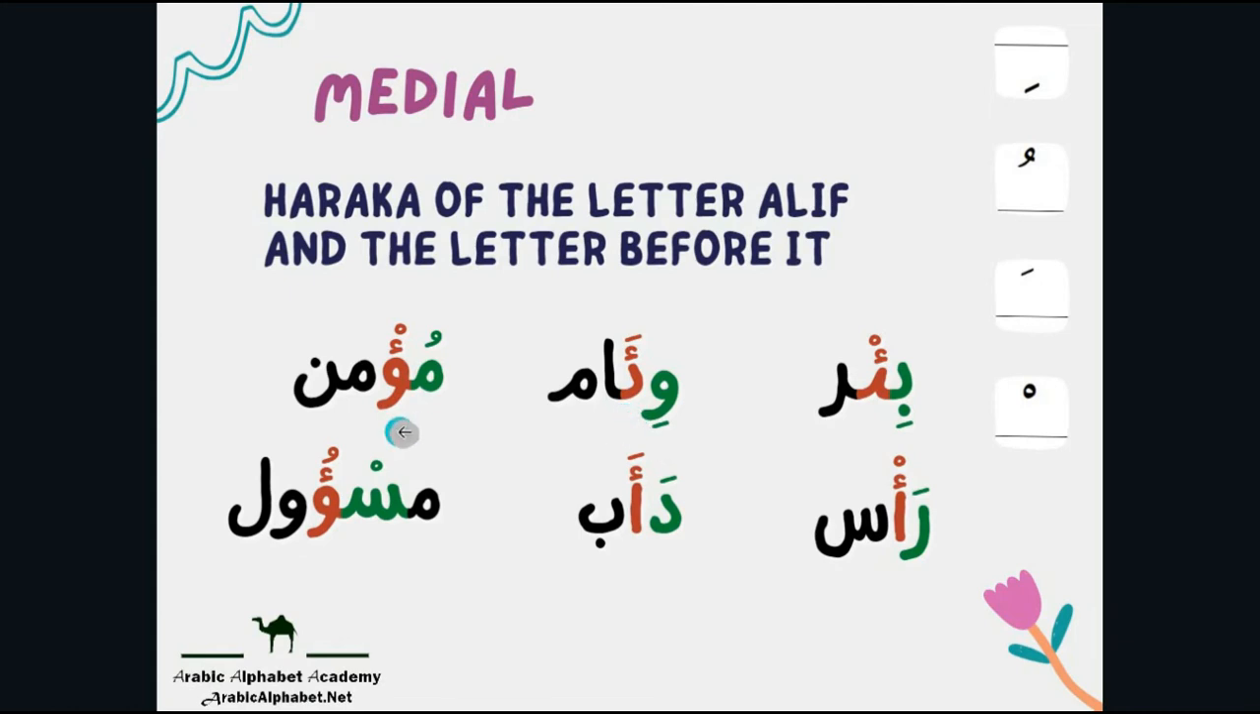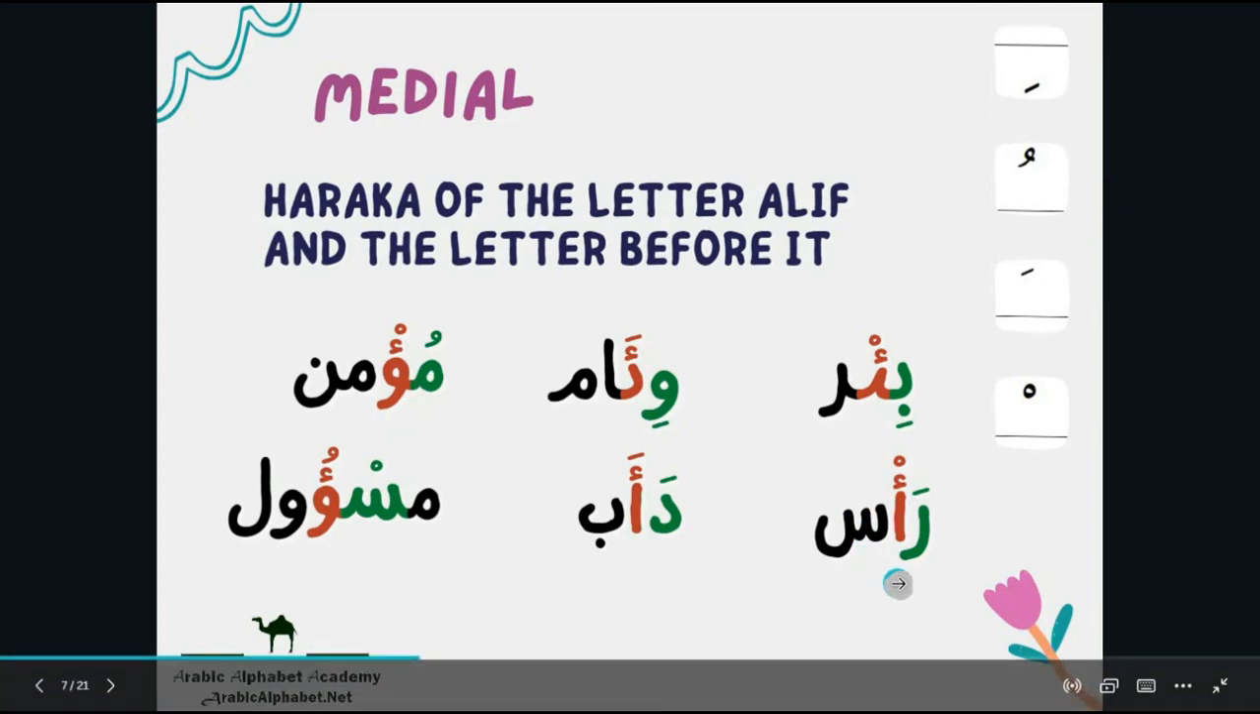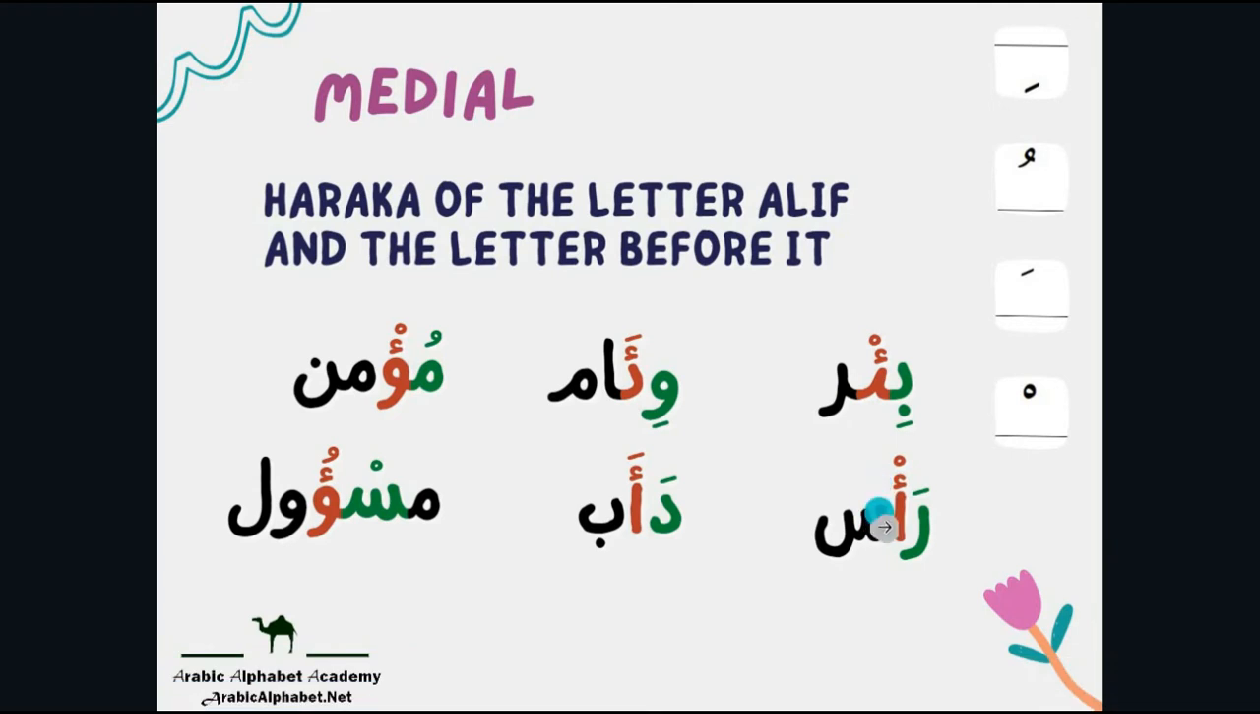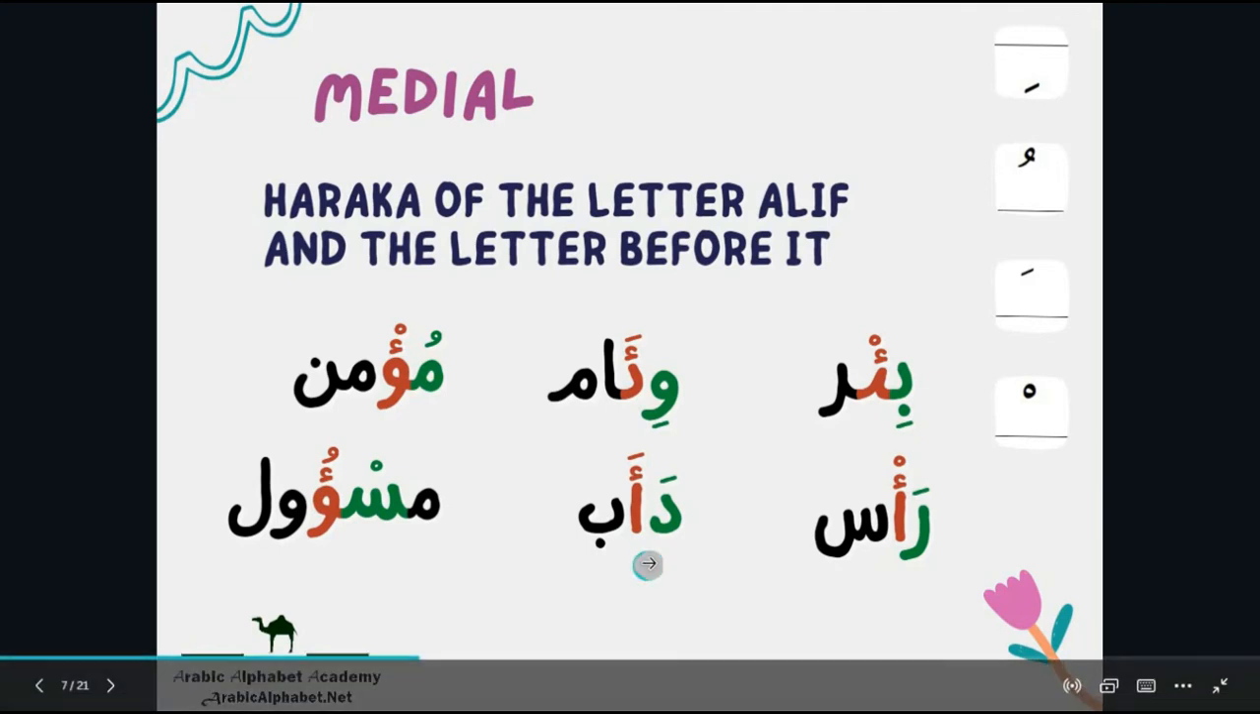Here we have Mu'minun, a believer. We have Damma and Sukoun. Damma is stronger, and that's why the Hamza is on the letter Waw, because Waw is the friend of Damma. Now we have here Ra'sun. We have Fatha and Sukoun. So we put the Hamza on the Alif. The Alif is the friend of Fatha, which explains also this one.